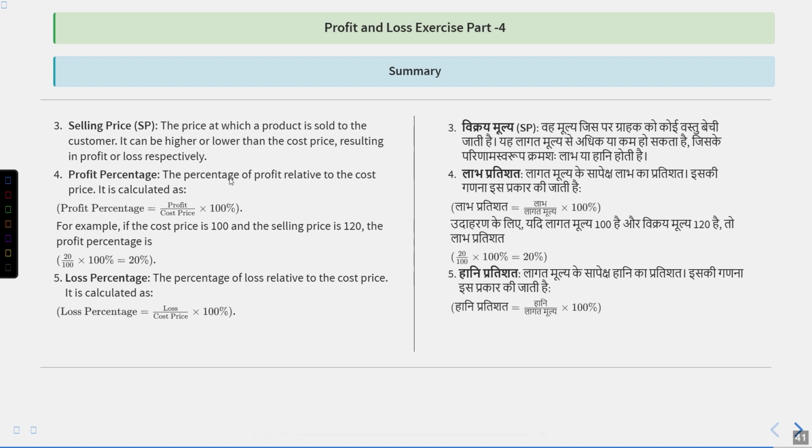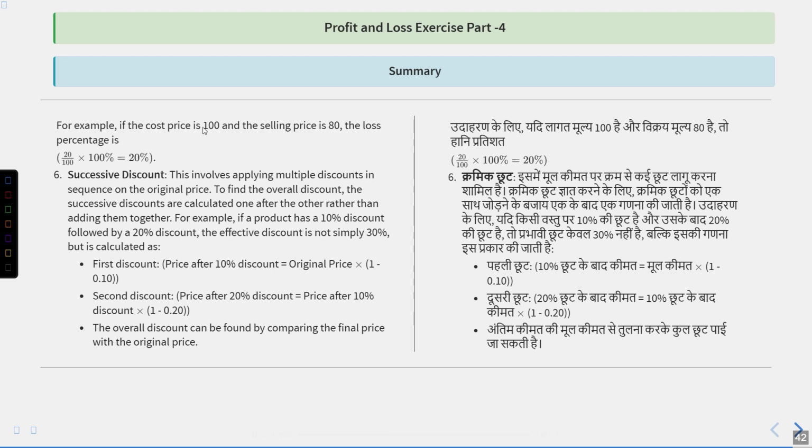Profit percentage. The percentage of profit relative to the cost price, it is calculated as profit upon cost price multiplied by 100. For example, if the cost price is 100 and the selling price is 120, then the profit percent will be 20 upon 100 multiplied by 100, which is 20%. In the same way, loss percentage is loss relative to the cost price. It is calculated as loss upon cost price multiplied by 100. For example, if the cost price of an article is 100 and the selling price is 80, then the loss will be 20 upon 100 multiplied by 100, which is 20%.